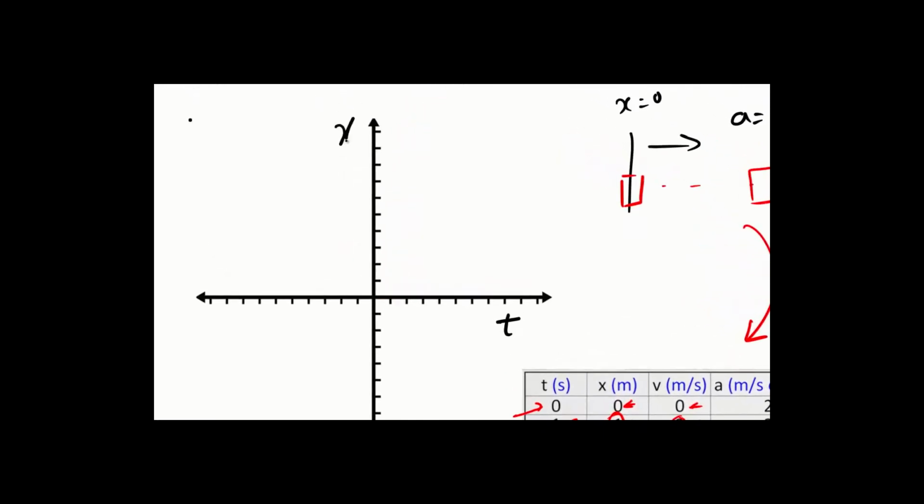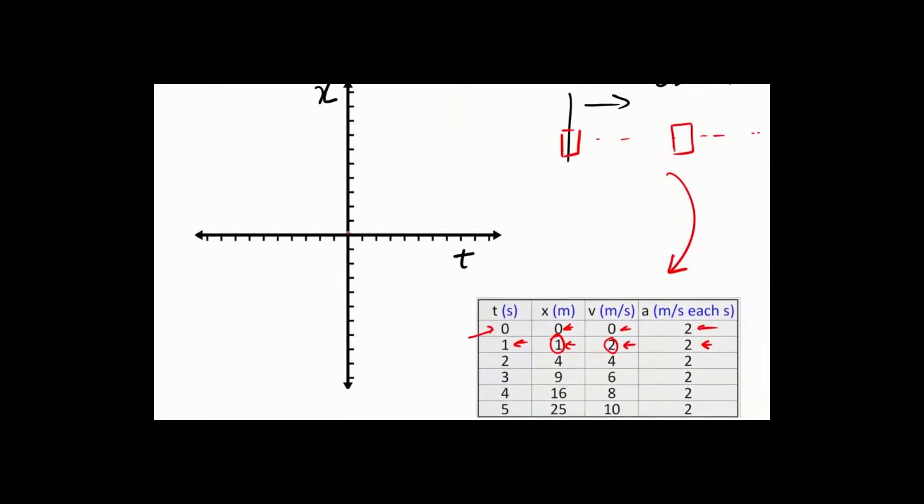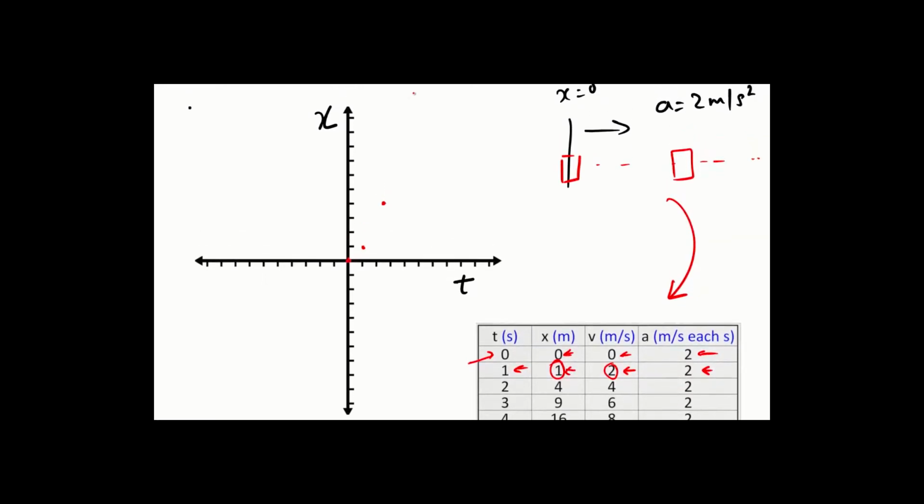Let's try to make the displacement-time graph. We'll do the exact same thing: plot the points, then join them. At t equals 0, displacement is obviously 0. At t equals 1, displacement is 1. Then at t equals 2, displacement suddenly climbs up to 4. Then at t equals 3, displacement is 9, which is out of the picture. So it will come out to be something like a curve.